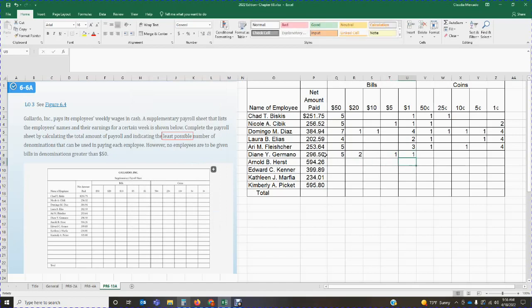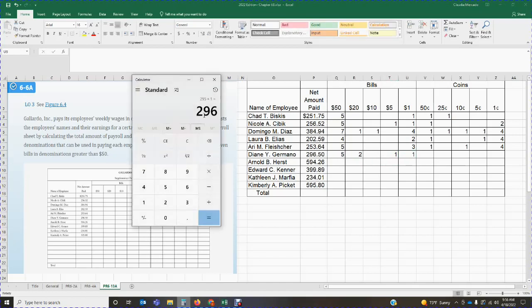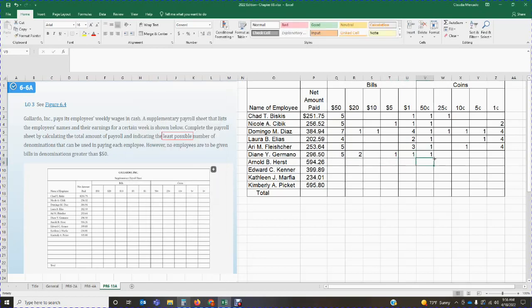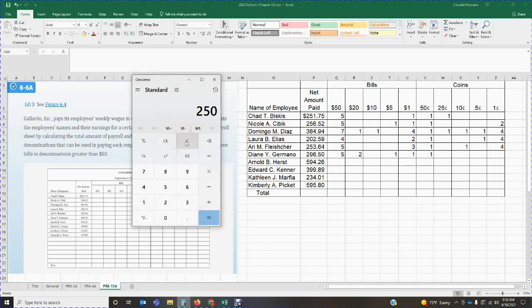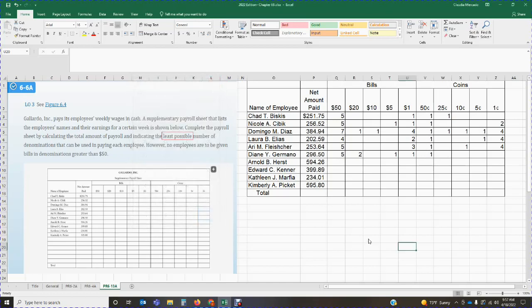And then I need 50 cents. 296.50. I'll just give them one 50-cent coin right there. And that will give me my 296.50. So it will be 250 for my $50 bills, $40 for my 20s, $5 for my $5 bill, and then $1. That will give me my 296, and then the 50-cent coin. So this is how you solve the problem.